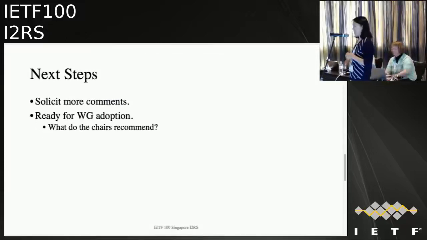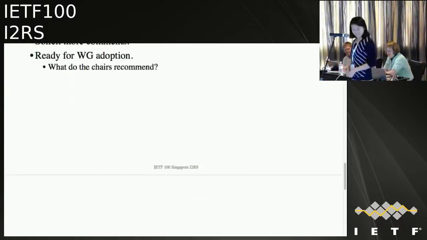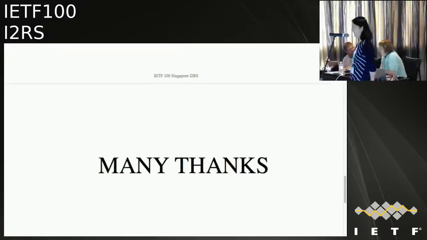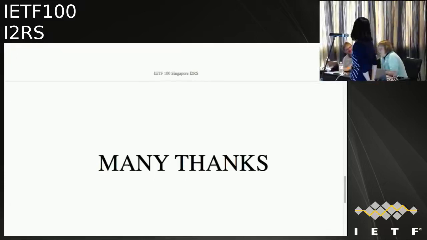Next slide is about our future steps. The first is we want everyone to give us more comments. And up to now, we have updated this draft many times. So we think the information model may be mature and maybe this draft is ready for the work group adoption. So let us leave the question to our chairs. What do you recommend about this draft? And the last slide is many thanks.